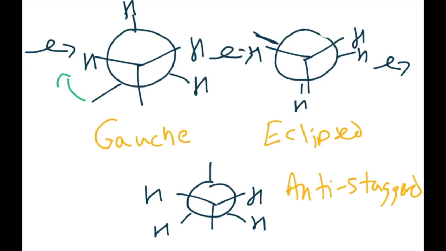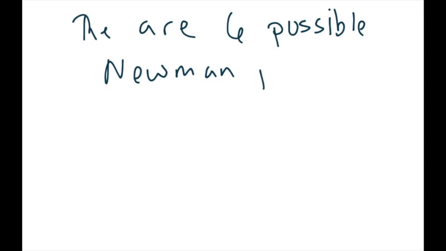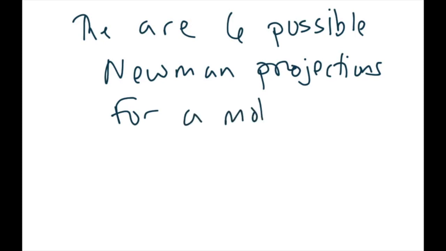So there are 6 possible Newman projections for a molecule. Right? Now, sometimes there'll be less. So in the case of butane, 2 of our conformations are the same, right? But don't go trying to be all fancy and trying to figure that out.